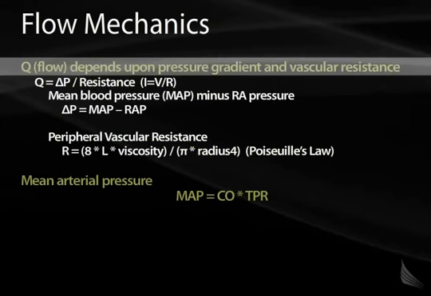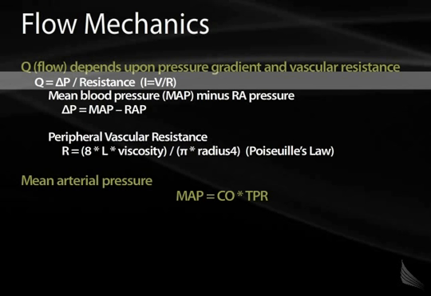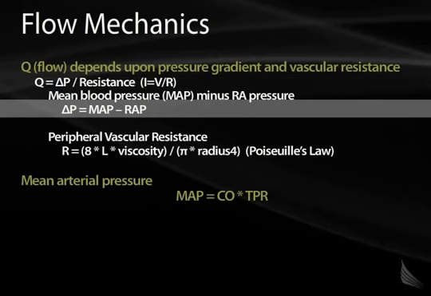Flow depends on the pressure gradient and the vascular resistance. So Q, which equals flow, is equal to the change in pressure divided by the resistance. This is also known as Ohm's law, V equals IR, or I equals V divided by R. The change in pressure is equal to the mean arterial pressure, or the mean blood pressure, minus the right atrial pressure. This is the pressure drop, or the voltage, between the arteries and the veins. Remember that the right atrial pressure is equal to the jugular venous pressure, which is approximately the pressure in the superior vena cava.